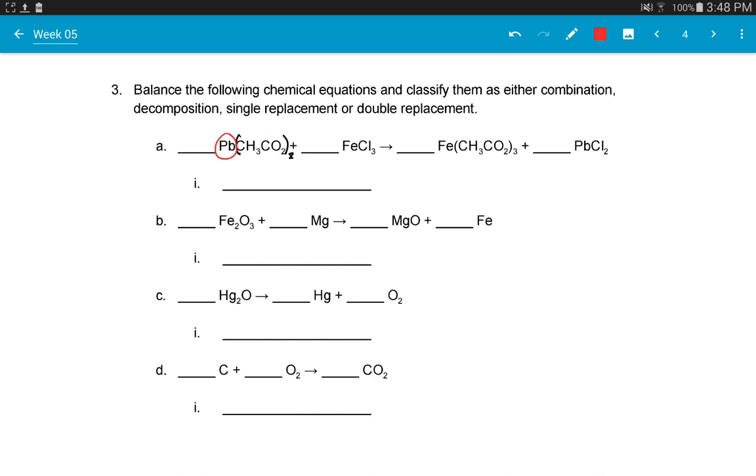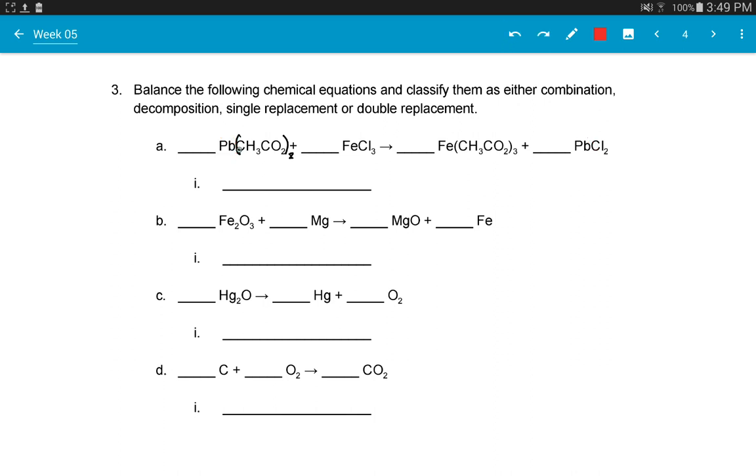Also, if we start balancing elements that are not oxygen or hydrogen, we can start with Pb. Now, Pb stands for lead on the periodic table. It's not one that I asked you to memorize, but it is one that is good to know, and for balancing, we would treat it the same as we would calcium or sulfur or any other of the elements that I did ask you to memorize. So, in this case, we have one on each side, so they're balanced.